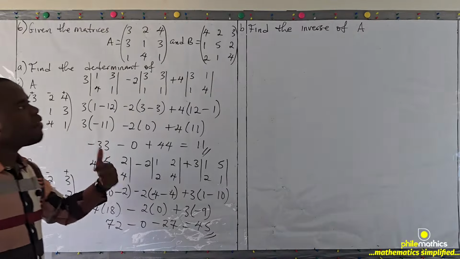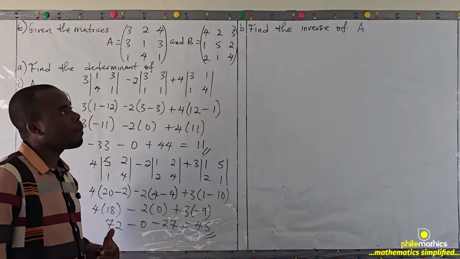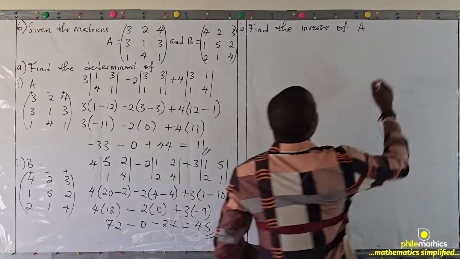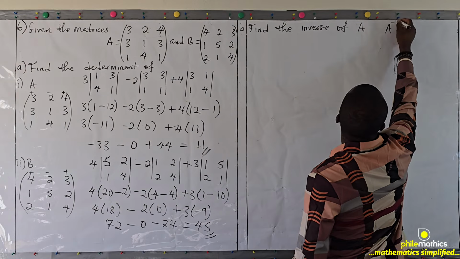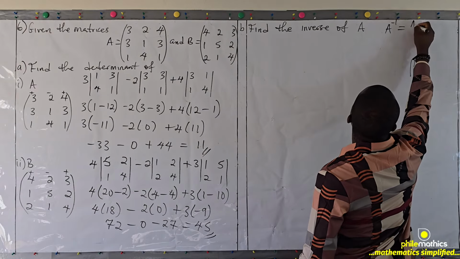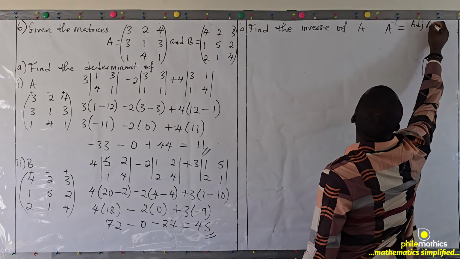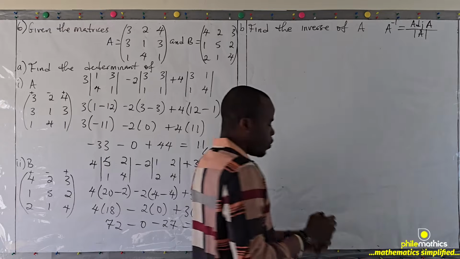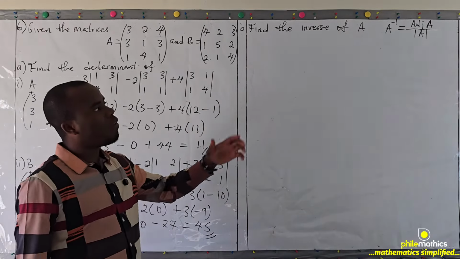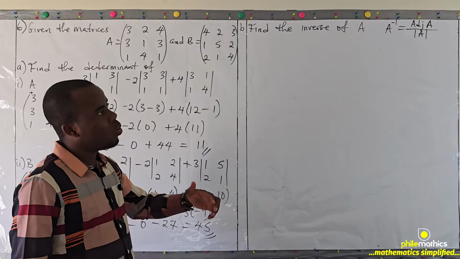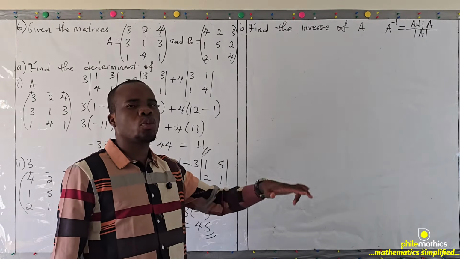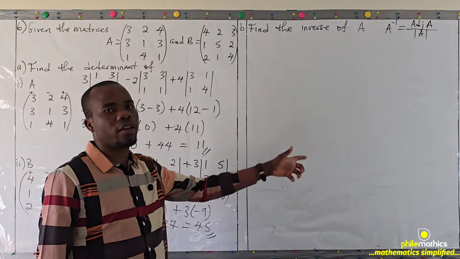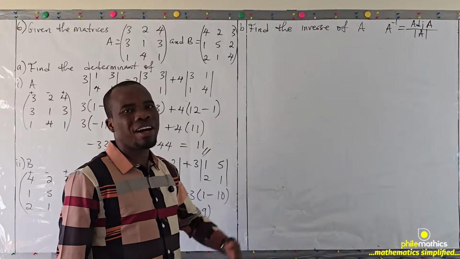Question B says, find the inverse of A. Remember, the formula for the inverse of A is the adjoint of A over the determinant of A. That's the formula for inverse. And for us to find the adjoint of A, we need to find the transpose of the cofactor of A. How do we find the cofactor of A?